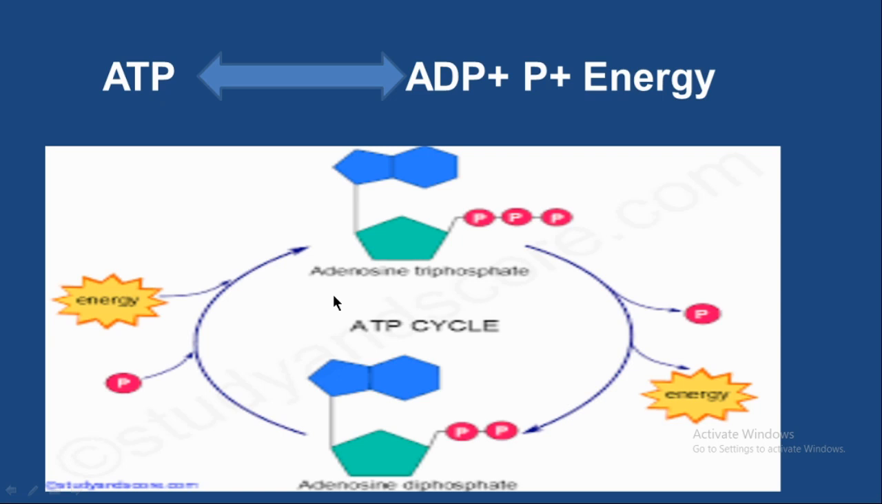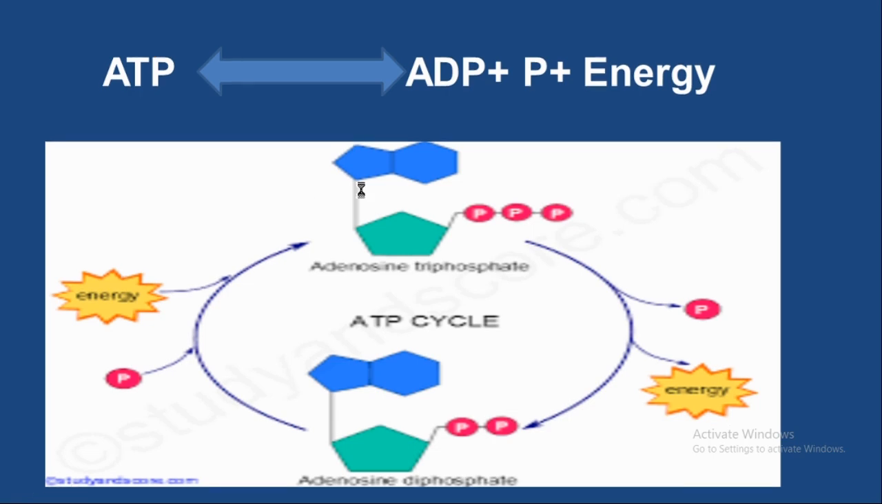Look at this cycle. This is the ATP molecule: adenine plus ribose sugar plus 3 phosphate groups. When the third phosphate is cleaved, energy is released. When this P is clipped like this, a certain amount of energy is released. And what is produced? ADP. This is ADP: ribose sugar, adenine, and 2 phosphate groups. When an additional phosphate group and energy are added to this ADP, ATP is made.